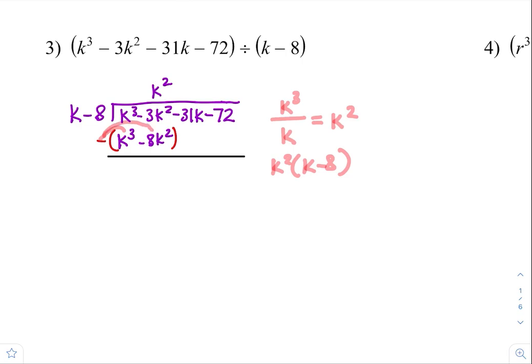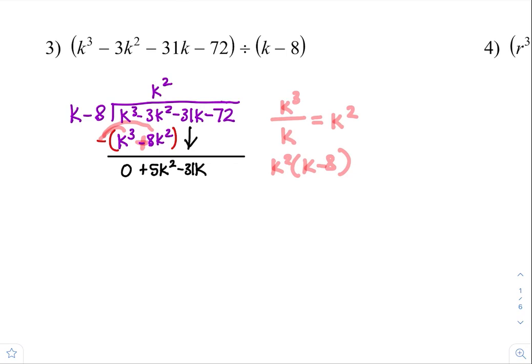So k to the third minus k to the third is 0. Negative 3 minus negative 8, you guys, so this is going to be a positive, which is going to be negative 3 plus 8, which is plus 5k to the second. And then drop. So now we dropped it.